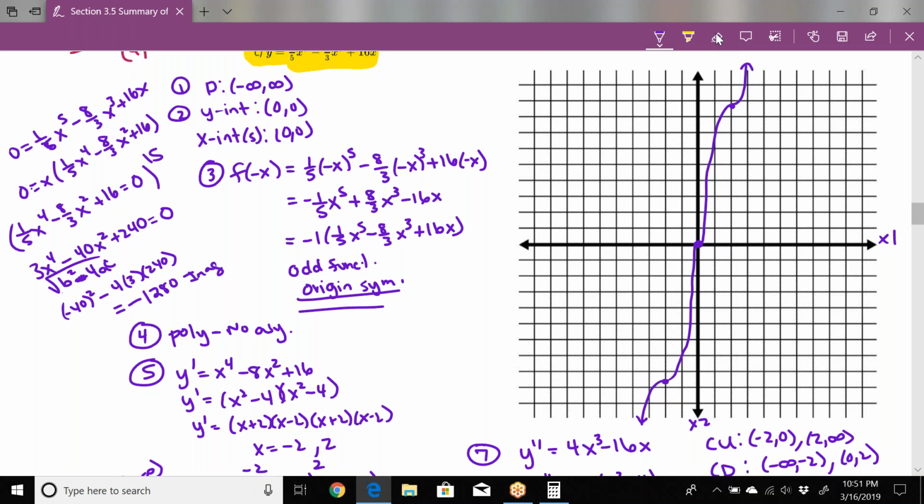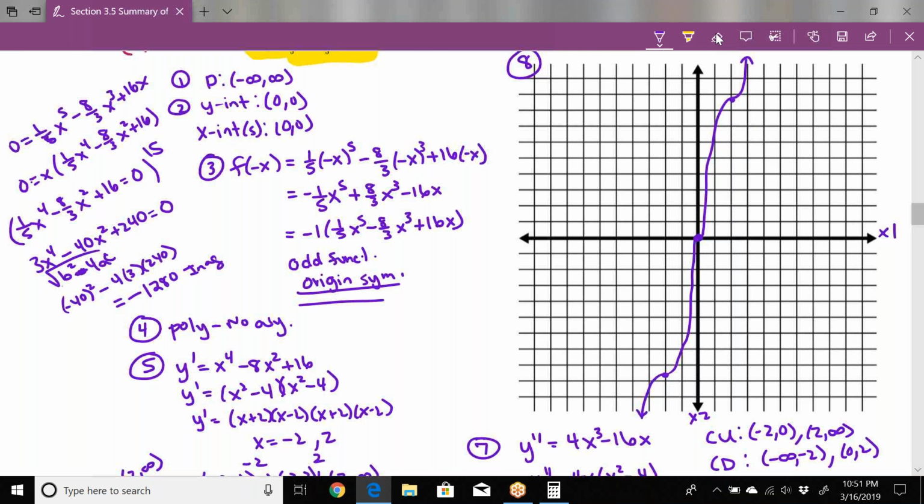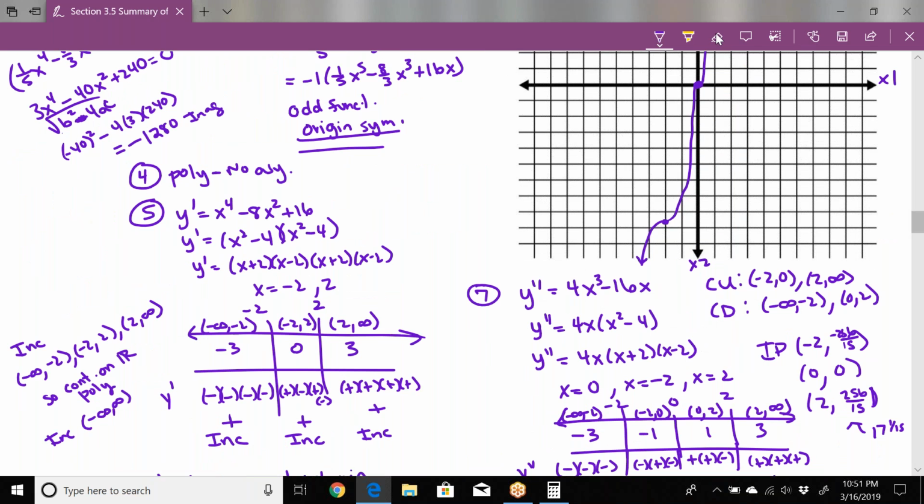So there are 8 steps, and this is the end of part 1 because these videos, like I said, are a little long. So the next video will contain 2 more examples of how to graph using curve sketching.